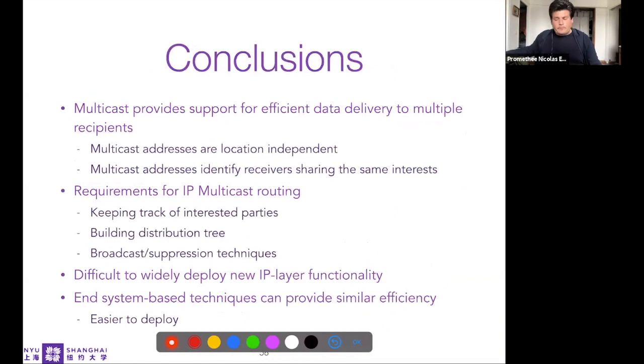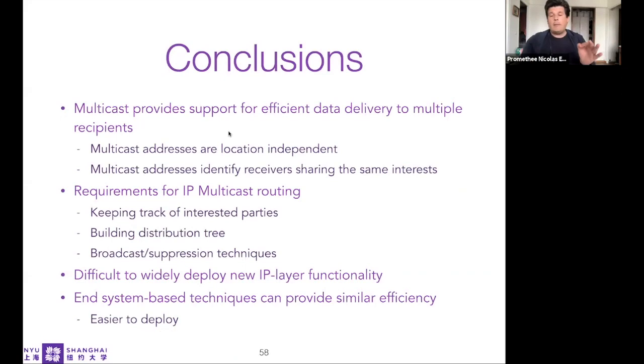So once again, multicast provides the only way to basically deliver a lot of data to multiple receivers across the internet. Location independent addresses, which is crazy. An address is supposed to be a locator. In our case, it's not a locator. It just indicates what you're interested in. So you join something because of the data you're going to receive. And it's weird that at the IP level, I worry about what my interest is and not about where I'm getting the data from.